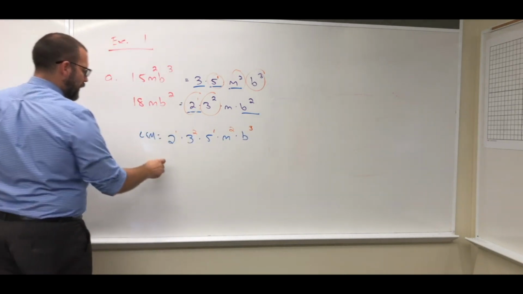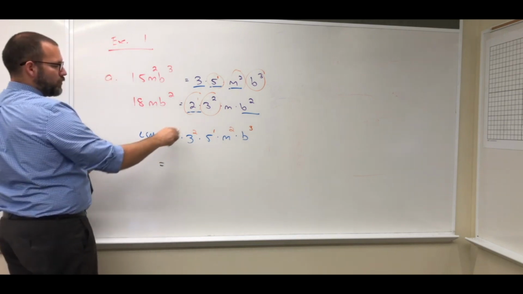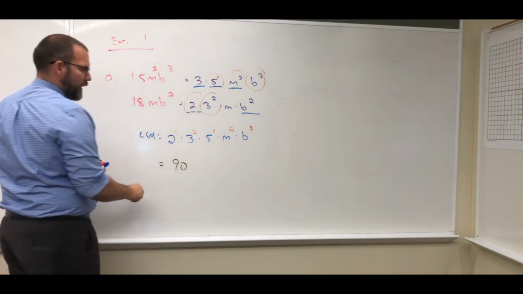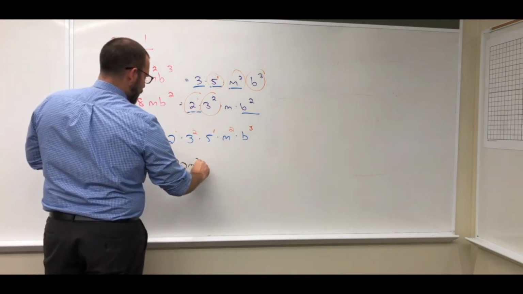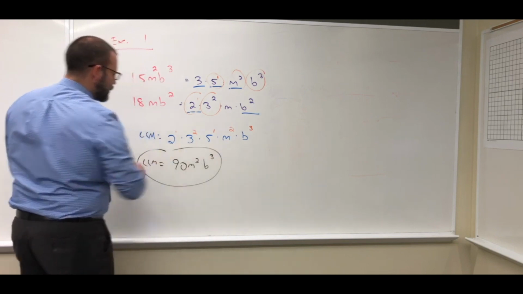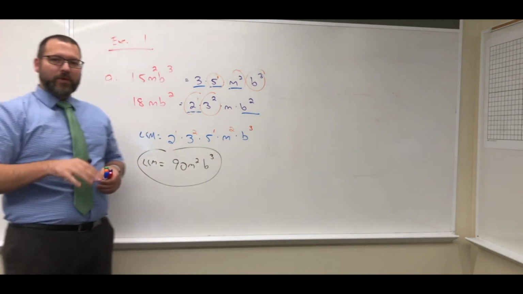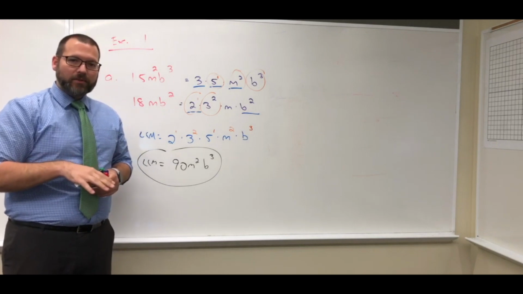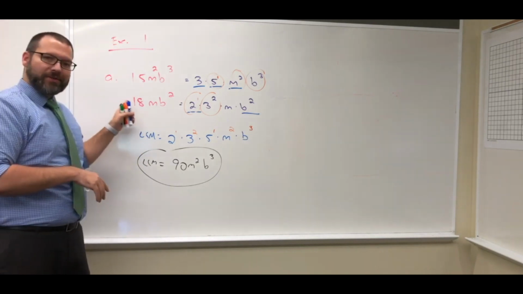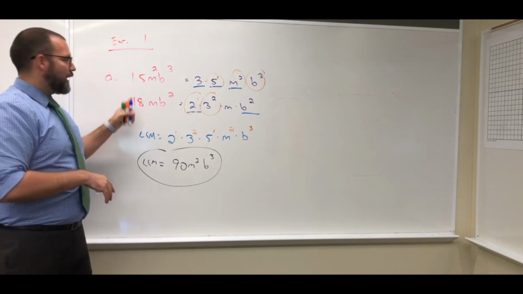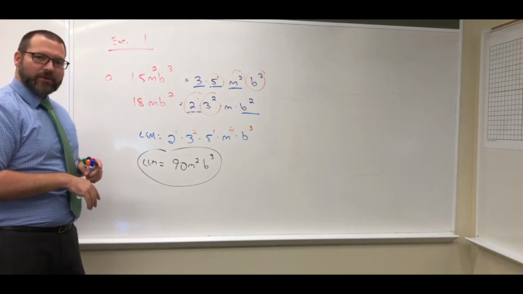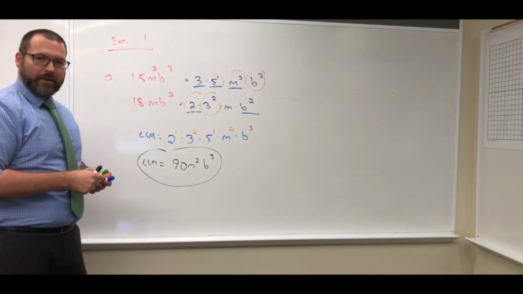In this particular case, that works out to 2 times 3 squared, that's 2 times 9 is 18, times 5 is 90, times the m squared, times the b cubed. And so that is our least common multiple. Now again, the reason the LCM, or the least common multiple, is important is that if these monomials were our two different denominators, to add together fractions with these denominators, this is the common multiple I would use, the least common denominator that I would end up using.